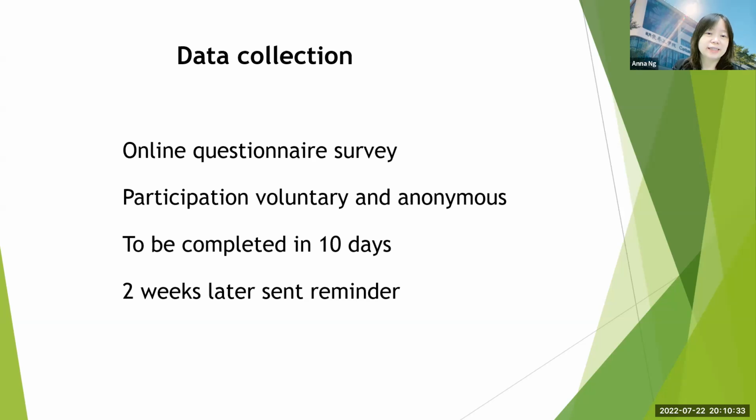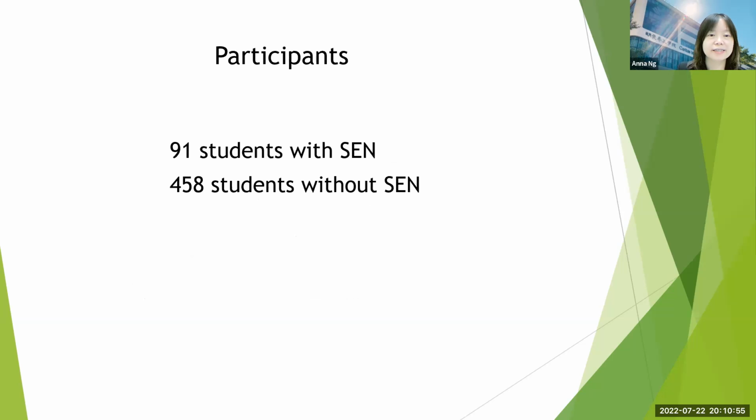Data collection. We adopt an online questionnaire survey. Participation is voluntary and anonymous, and there are 10 days for respondents to complete the questionnaire, and after 2 weeks, we send a reminder and ask them to complete it again. Participants. We collected 91 students with SEN and 458 students without SEN.